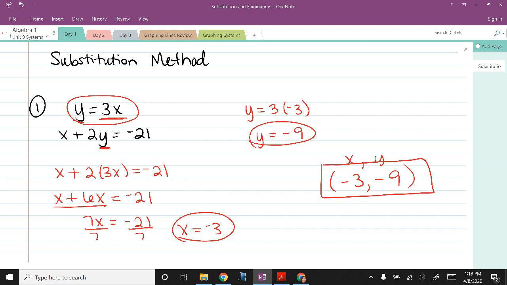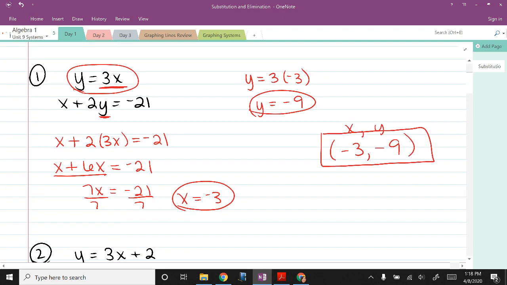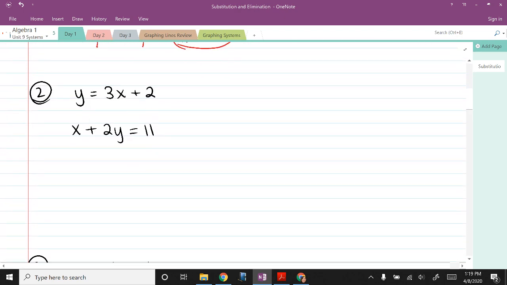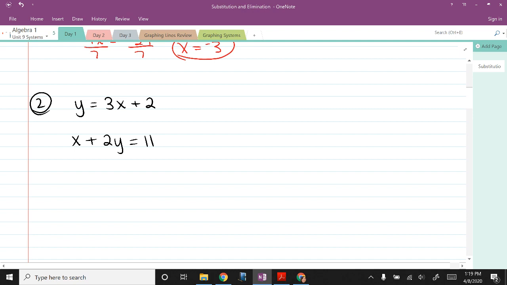But they both get us the same solution no matter how you do it. So substitution method, you want to find a variable that equals something, and then you replace everything with what that variable equals. So let's do another one. Number 2 tells me that y equals 3x plus 2. So anywhere I see a y, like right here in the second equation, I can replace that y with 3x plus 2. So that's what I'm going to do.